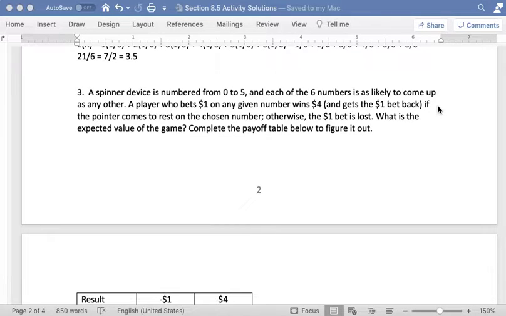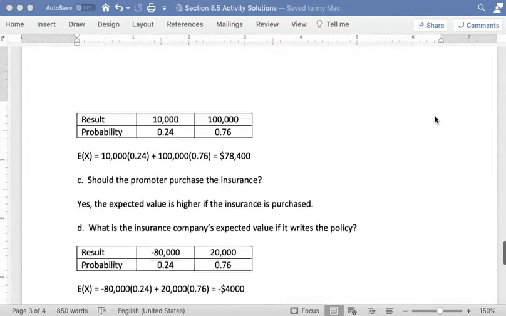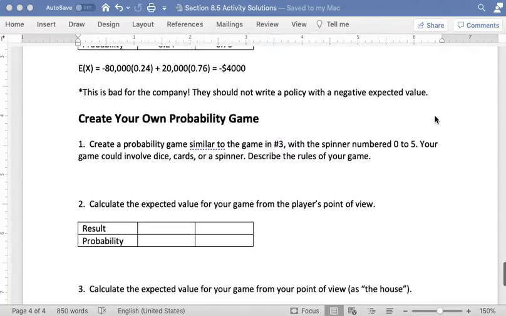A player bets $1 on any given number, and you win $4, and you get your $1 bet back if you choose the correct number. Otherwise, your $1 bet is lost. So I'm going to show you the game that I came up with.